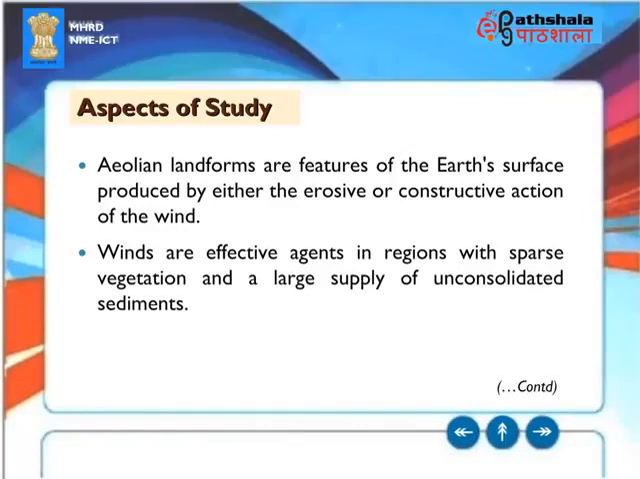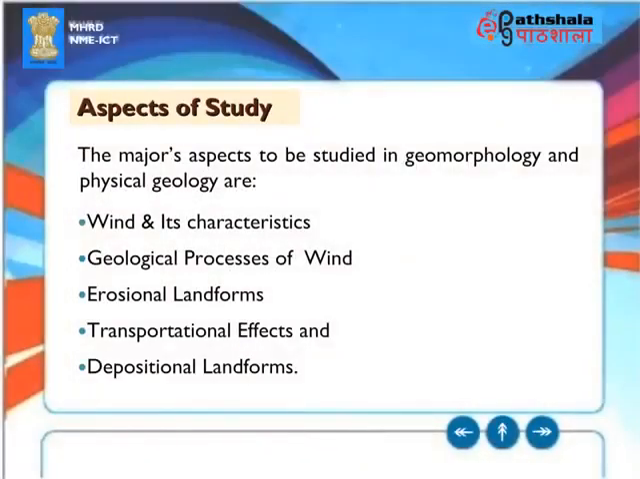Aspects of study. Aeolian landforms are features of the Earth's surface produced by either the erosive or constructive action of the wind. Winds are effective agents in regions with sparse vegetation and a large supply of unconsolidated sediments. The major aspects to be studied in geomorphology and physical geology are wind and its characteristics, geological processes of wind, erosional landforms, transportational effects, and depositional landforms.